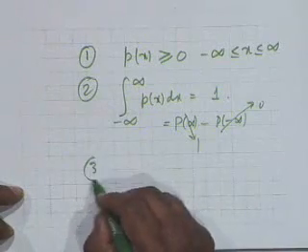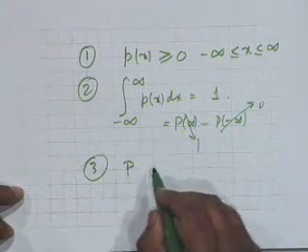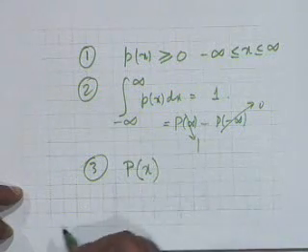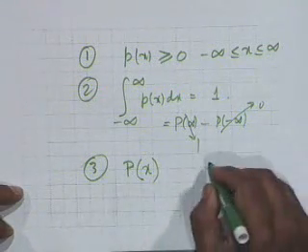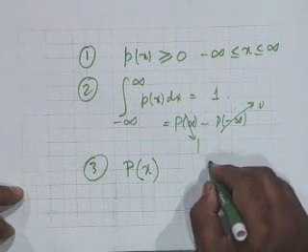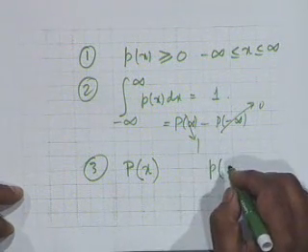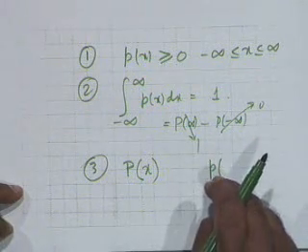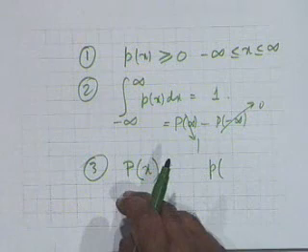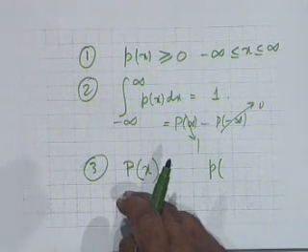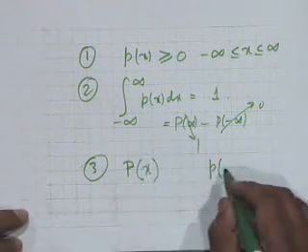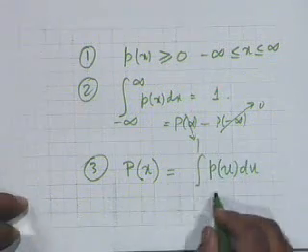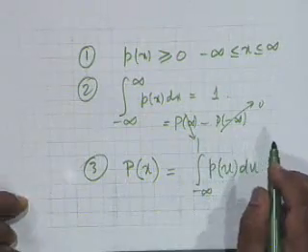Alright. Third, the probability distribution function capital P of x is related to the probability density function by an integral. Small p of x is capital P prime of x. So capital P of x must be the integral of small p of u du. Can you tell me the limits? Minus infinity to x.